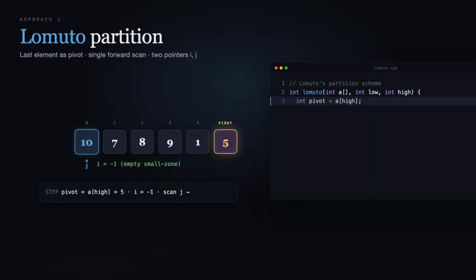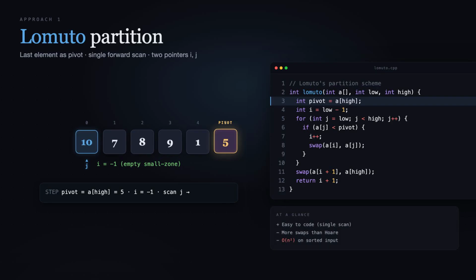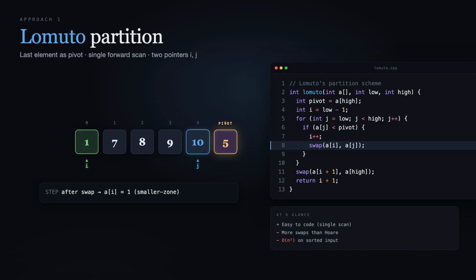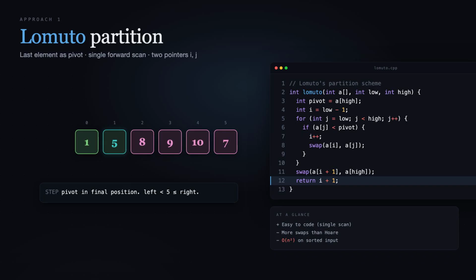The simplest way to partition is called Lomuto scheme. We pick the last element as the pivot. We use two pointers, i, which tracks the boundary of smaller elements, and j, which scans across the array. Whenever j finds an element smaller than the pivot, we expand the small zone by 1 and swap that element into it. At the end, we place the pivot right after the small zone. It's clean, easy to code, but it does extra swaps, and it slows down on already sorted input.